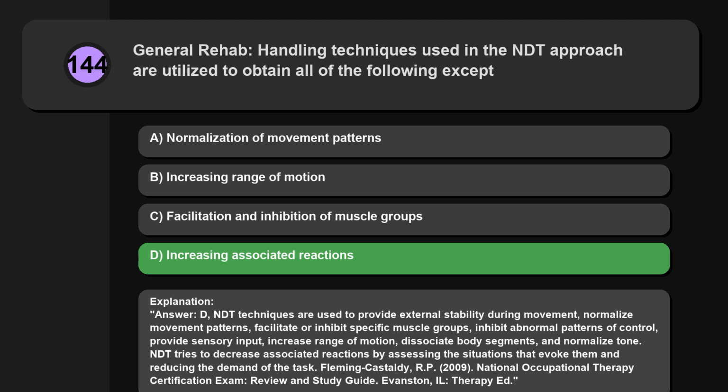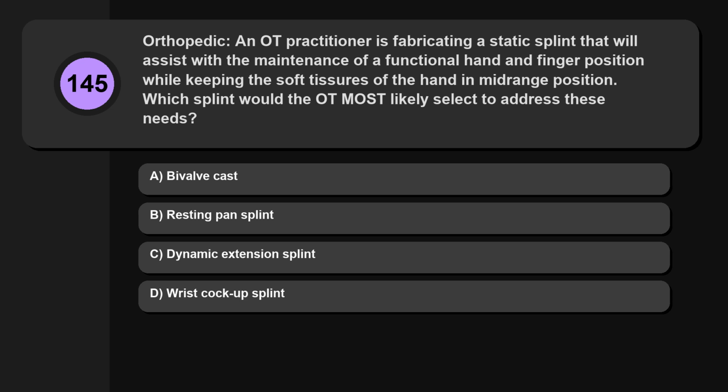Therapy Ed. Question 145. Orthopedic. An OT practitioner is fabricating a static splint that will assist with the maintenance of a functional hand and finger position while keeping the soft tissues of the hand in mid-range position. Which splint would the OT most likely select to address these needs? Option A. Bivalve cast. Option B. Resting pan splint. Option C. Dynamic extension splint. Option D. Wrist cock-up splint. The correct answer is option Nan.